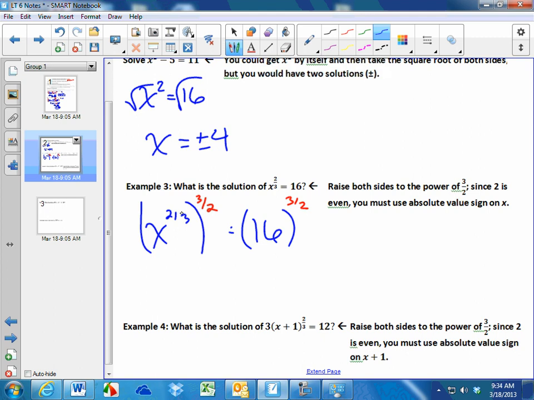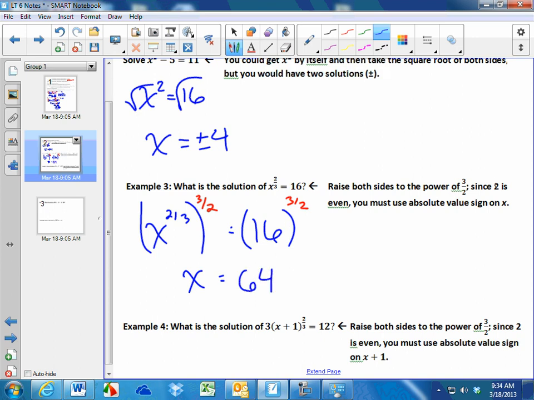All right, on the left side, we get x to the, what's 2/3 times 3/2? Be 2 times 3, 6 in the top. 3 times 2, 6 in the bottom. So 6 over 6, it's 1. It gets rid of the exponent. So x equals, now use your calculator here. Type in 16 to the 3/2, or think of it as the square root of 16 cubed. So it's 4 times 4 times 4. Either way, you get 64, right?